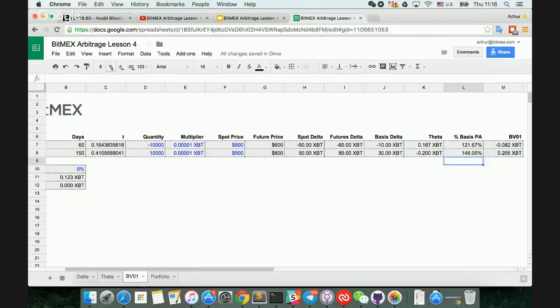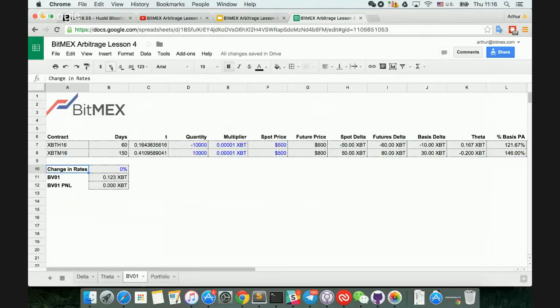So now we know we have an aggregate positive BV01, which means that if interest rates move up in a parallel fashion, we will make money on the interest rate component. So let's look at that. We move interest rates up by 10%, we'll make 1.233 Bitcoin. On the other side, if interest rates go down 10%, we lose. So even though you have a negative carry, a theta that is negative, here, I'll show that more clearly.